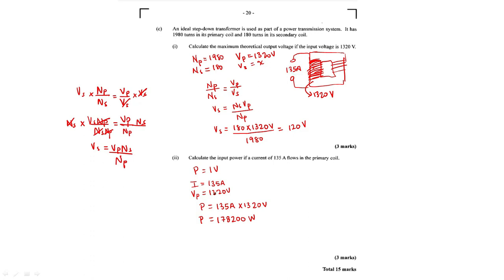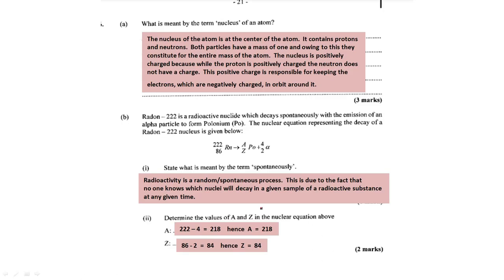So we want to know, what was the power being given off? What's the usage? So power is also equal to I times V, which is current times voltage. So you multiply the current by the voltage and you get 178,200 watts. Okay, and that's the end of question 5.